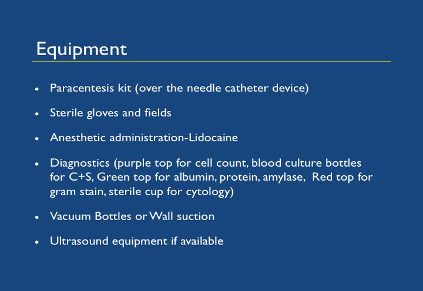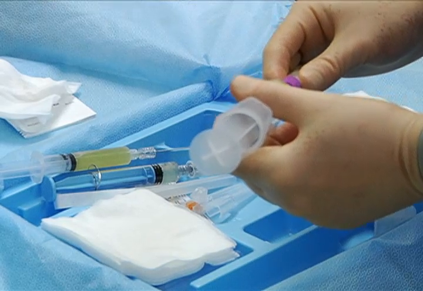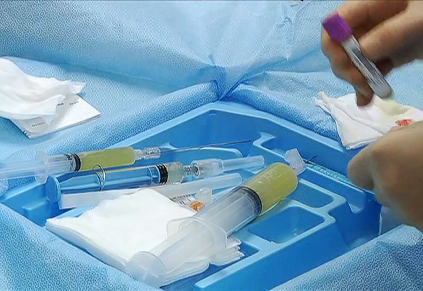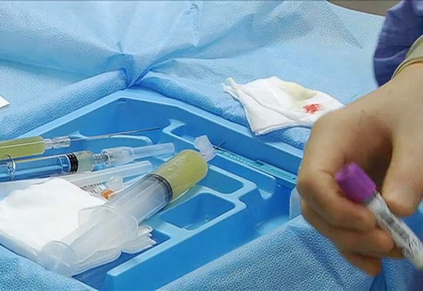We should also have available the anesthetic to be used. This is usually 1 to 2% lidocaine. Diagnostic tubes are needed for analyzing the fluid and should also be prepared. At the very least, aspirated fluid should be sent for cell count to rule out SBP. This is usually placed in a purple top.